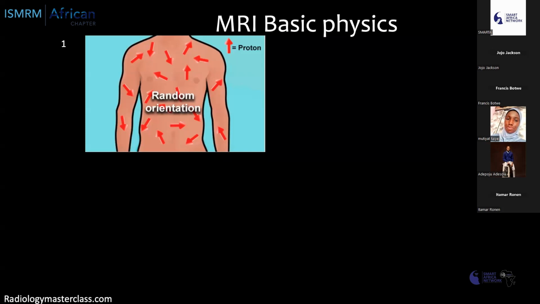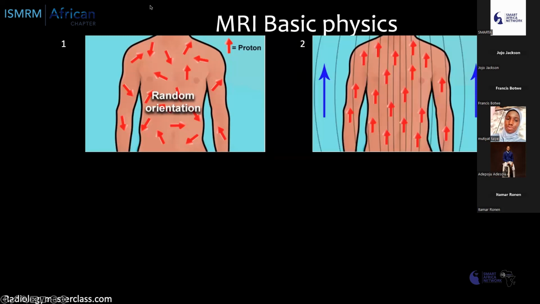In the body are free protons within the various molecules. We know that the majority of the body is made up of water, which has hydrogen ions and other ions that are randomly oriented in the body. So when somebody is placed in the magnetic field, it aligns all the protons in the body towards the field of the magnet. So it will be in a north-south orientation according to the magnetic field of the scanner.